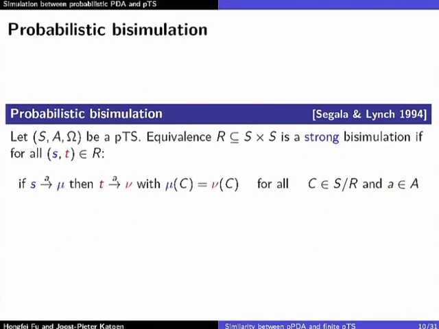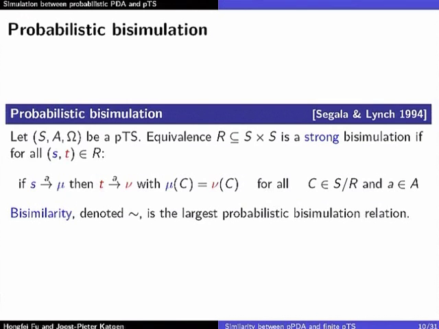Then you can define notions like probabilistic bisimulation. So an equivalence relation R on this state space is a strong bisimulation if, well, if S can go to a distribution mu and T can go to a distribution nu, such that the probability of going to some equivalence class is the same. So the probability of mu to go to some equivalence class C is the same as for nu to go to that equivalence class, then those two states, S and T, are called bisimilar. And then bisimilarity is simply the largest such relation.